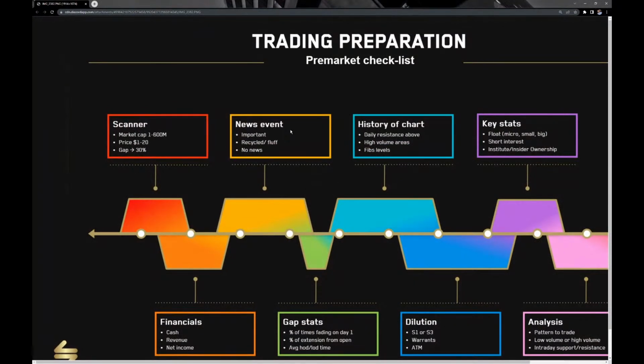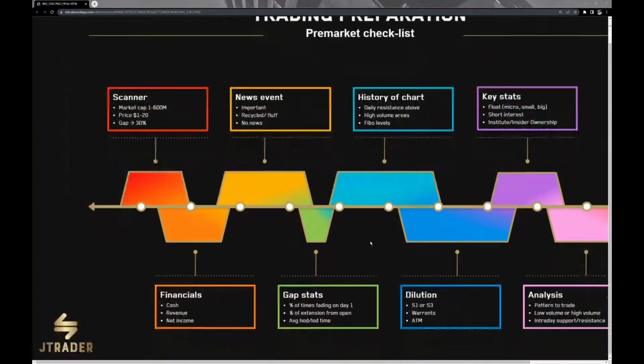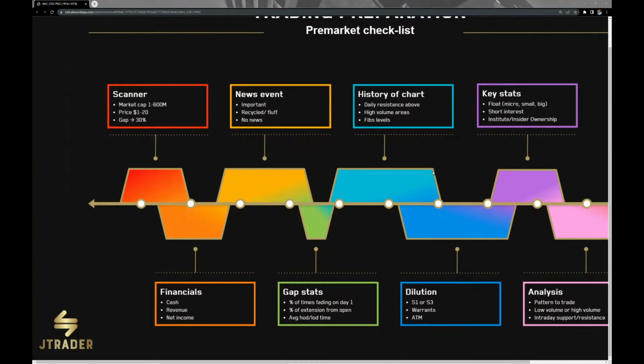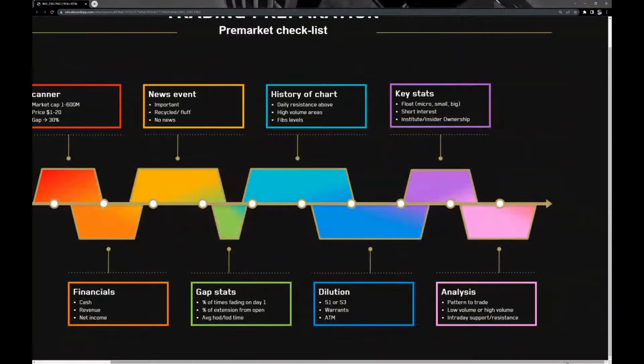So I start looking at scanners, the news event, which we have done right now. The history of the chart. So we're going to look at the chart. We also look at the order flow to see the main levels of resistance, support, supply, and demand. We're going to look at the key stats, which is what I already did: looking at the float, seeing that they have a small float and small institutional ownership. Now we're looking at financials. Then we're going to look at gap stats, so how many times, for example, it faded on gap days. Dilution, so whether they are basically a shell company or not. What is a shell company? It's a company that sells paper, okay? It's just a name that traders use. And analysis over here, we'll prepare the plan and see what we did this morning.